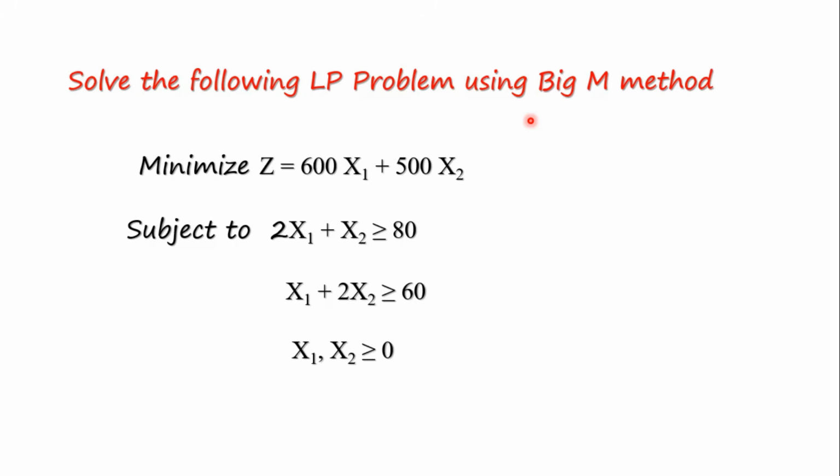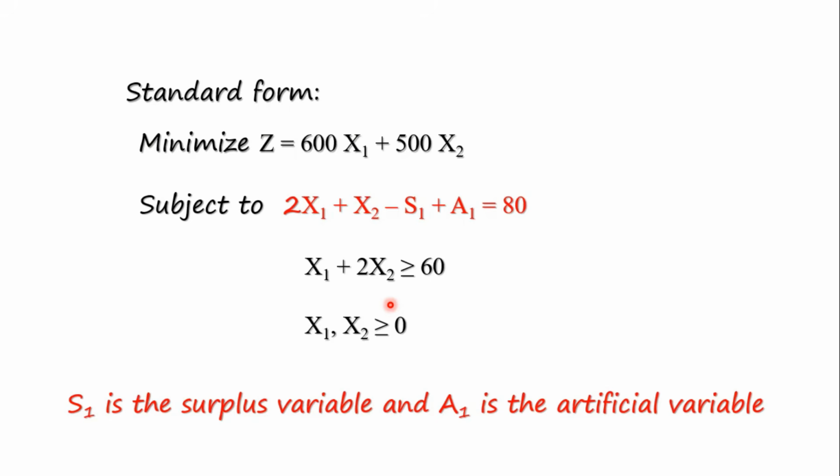Subject to two constraints are given. These two constraints are having greater than or equal to symbol. First, we need to standardize the equation. For standardization, see the constraint. The first constraint is 2x1 plus x2 minus s1 plus a1 is equal to 80.